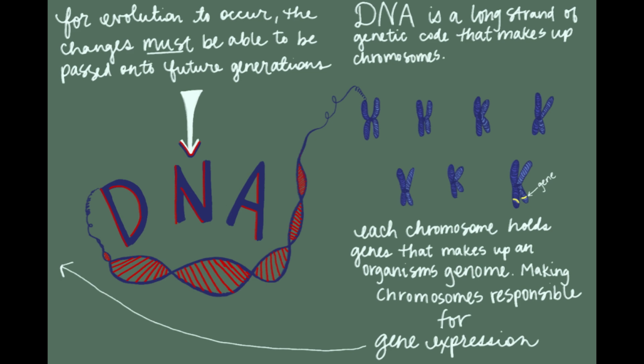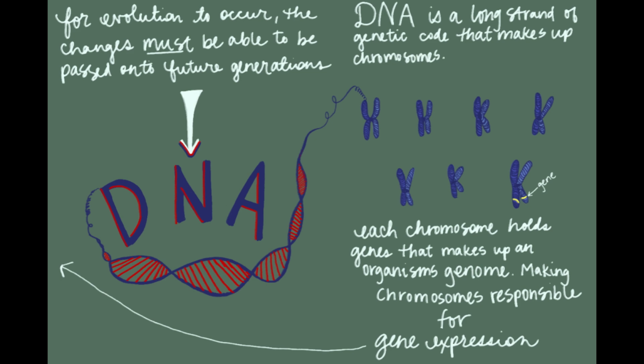DNA is a long strand of genetic code that coils upon itself to make chromosomes. Each chromosome carries genes, and together they make up an organism's genome. The genome is a complete set of genes or genetic material present in a cell or organism. Genes are small fragments of genetic material located on a chromosome that, when duplicated, becomes a sister chromatid.